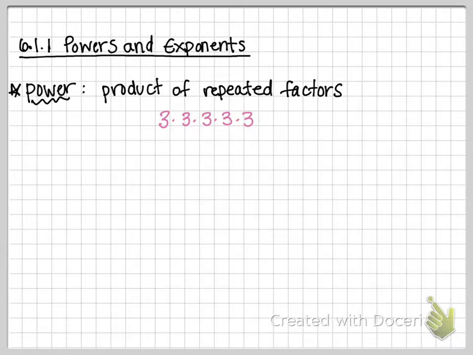Okay, a power is a product of repeated factors. The example is in pink. Do you see how we are repeating the same multiplication over and over? 3 times 3 times 3 times 3 times 3. It is a repeated factor. It's the same number being multiplied over and over.